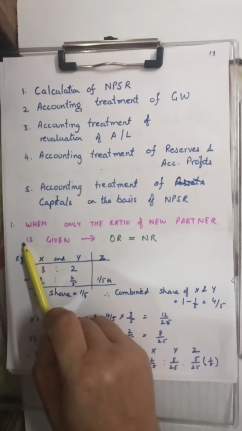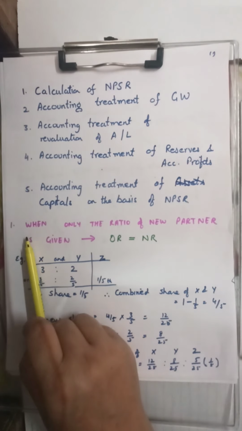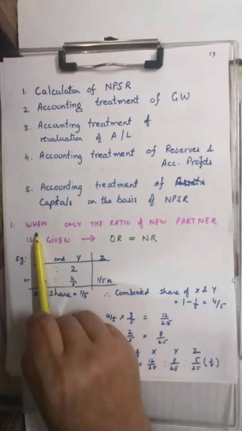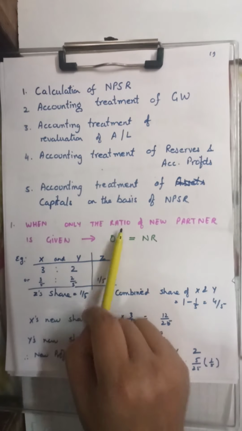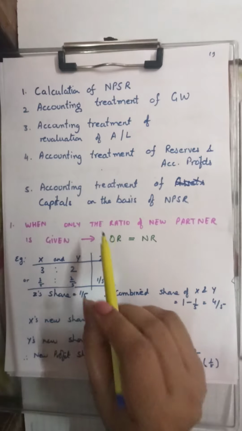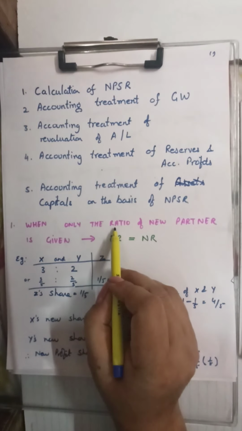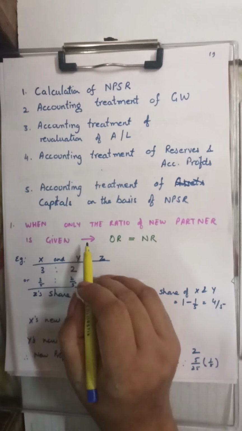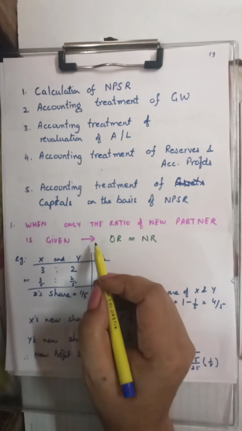The first method can be when only the ratio of the new partner is given. Nothing else is given in the question. We are given that the new partner is admitted with a certain share, and nothing else is mentioned about the old partners' share. What is happening to the old partners' share?